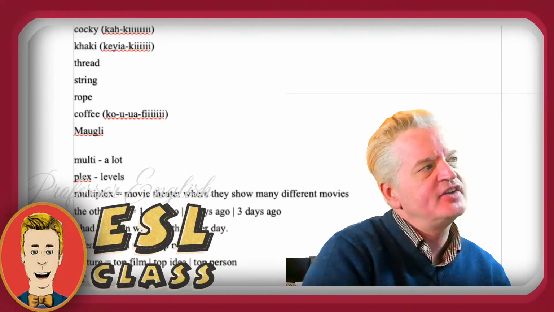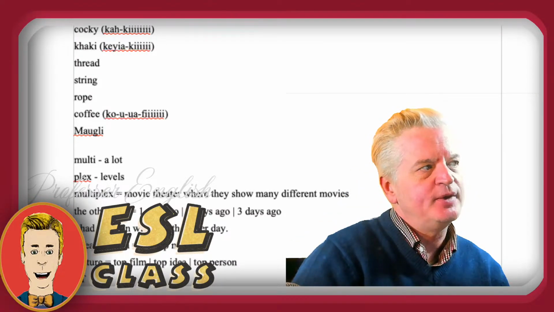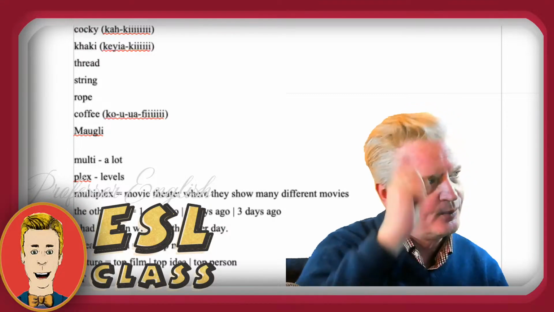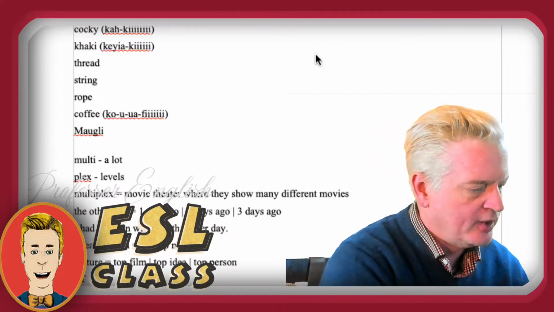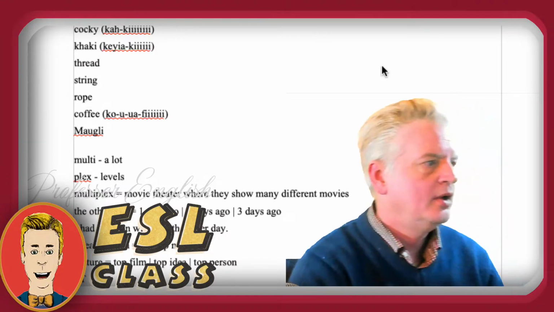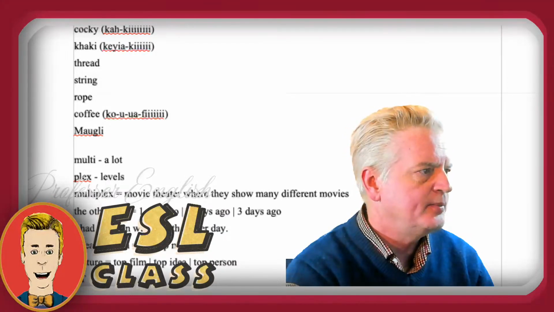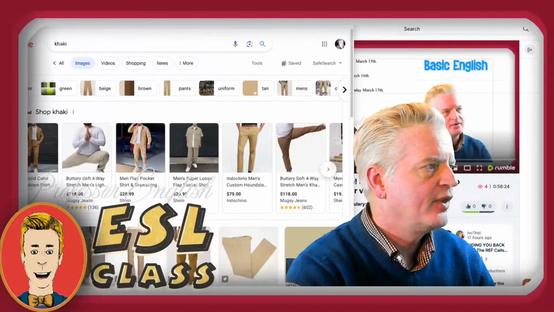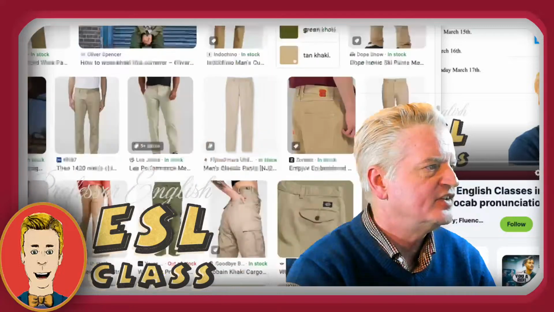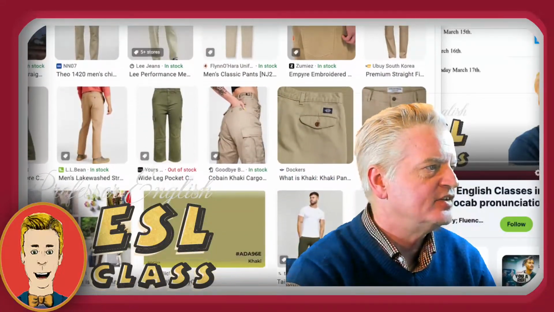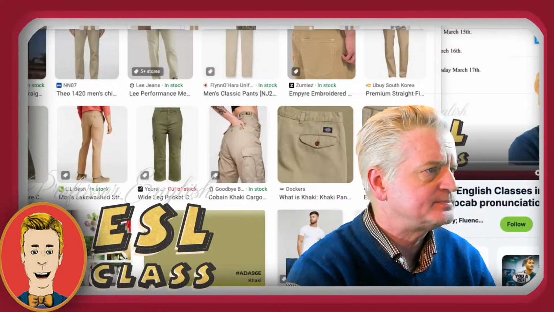Okay, then she was asking, well, we were talking about this word cocky. What's the difference between that and the other word that I have here, which is a color? Let me just show you. It's a very common word, actually, the second word. It's a color, a very light brown color. Let me show you a picture of it. Khaki. So this is khaki. It's this very light brown color. These are khaki pants, very popular. If you just write the word khaki, you see a lot of pictures of khaki pants.